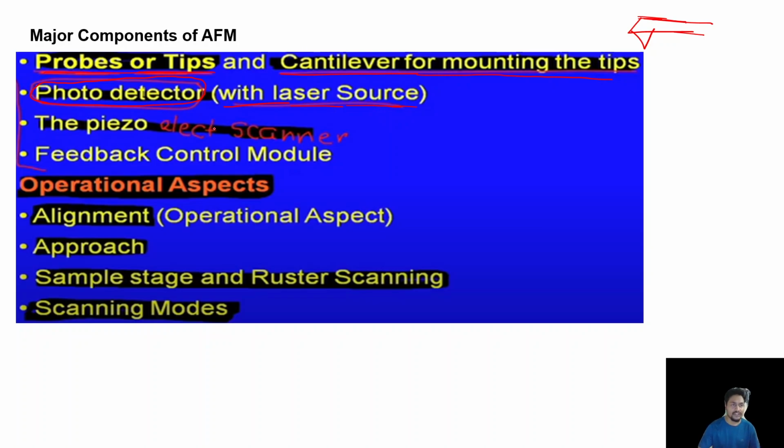The piezo, that is nothing but the piezoelectric scanner, and then one feedback control module, right? These are the components of it. And there are some operational aspects I will also try to explain: alignment, then approach, then sample stage, and raster, and how these things work. So we will go one by one, right?